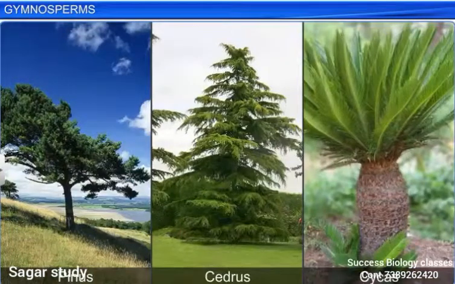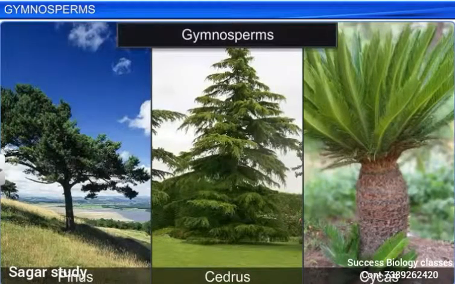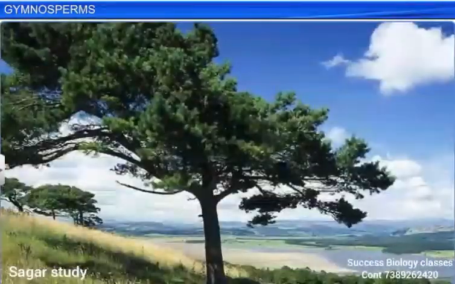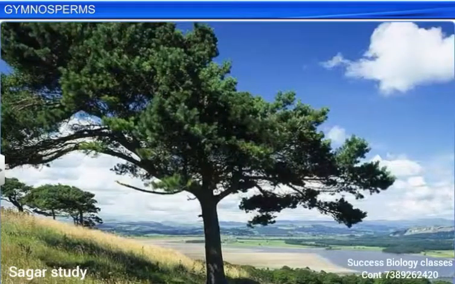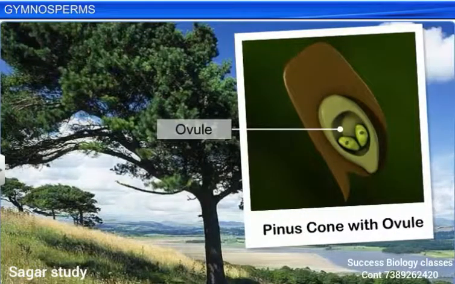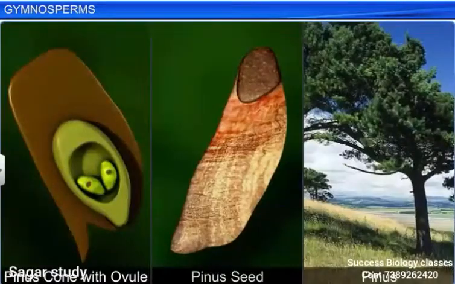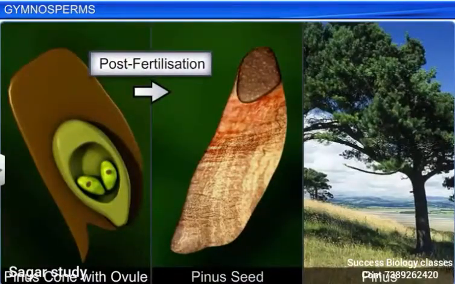It is common to find trees such as Pinus, Cedrus and Cycas growing in the cooler regions of India. All of them are gymnosperms, a group of plants in which the ovules are not enclosed by an ovary wall and remain exposed or naked before fertilization, as well as post-fertilization, when they develop into seeds. These seeds germinate to give rise to new plants.